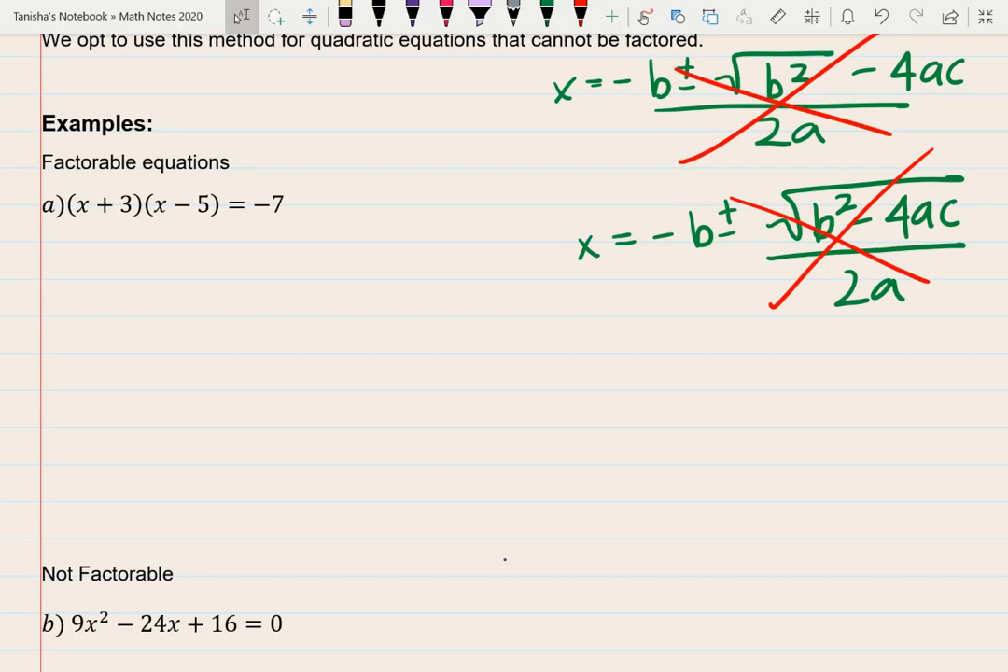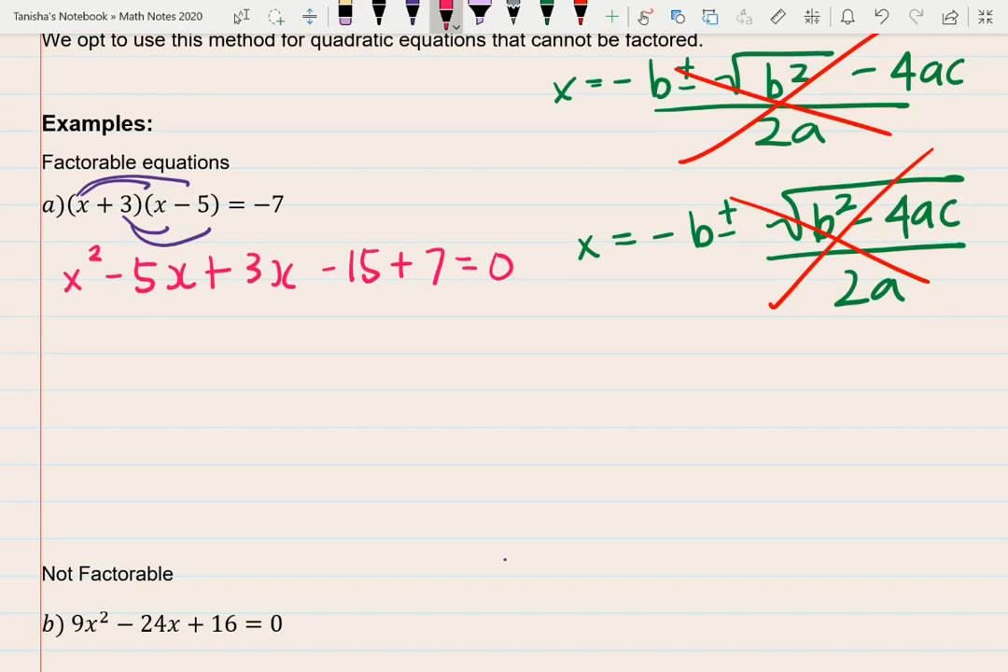It looks like it's in factored form, but on the right side of the equation, it's not equal to 0, which means that we need to bring that -7 over to the other side of the equation and add it to the terms that we have on the left side. So that means that we're going to have to expand it out first and simplify. So we have x squared minus 5x plus 3x minus 15 plus 7, because I brought it over the equal sign, equals 0.